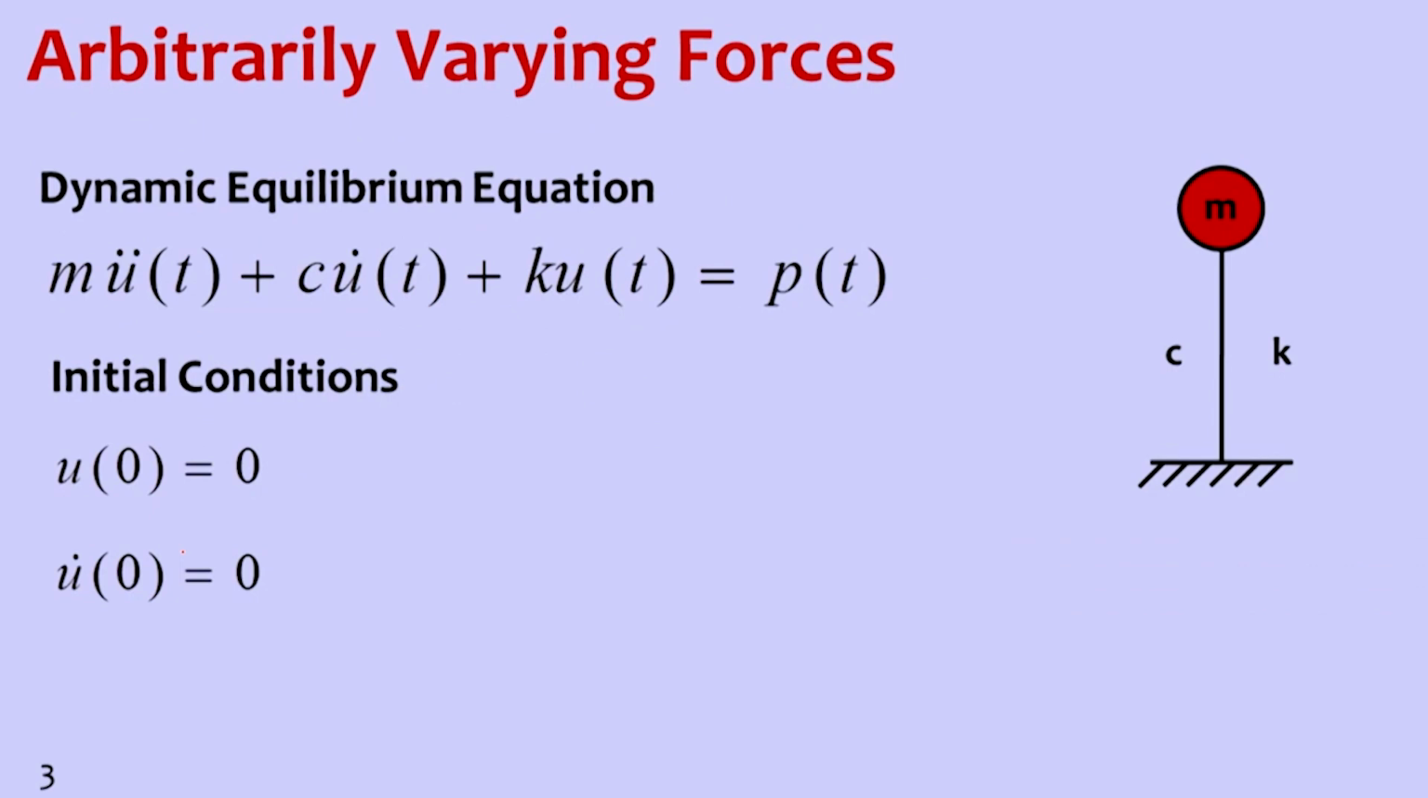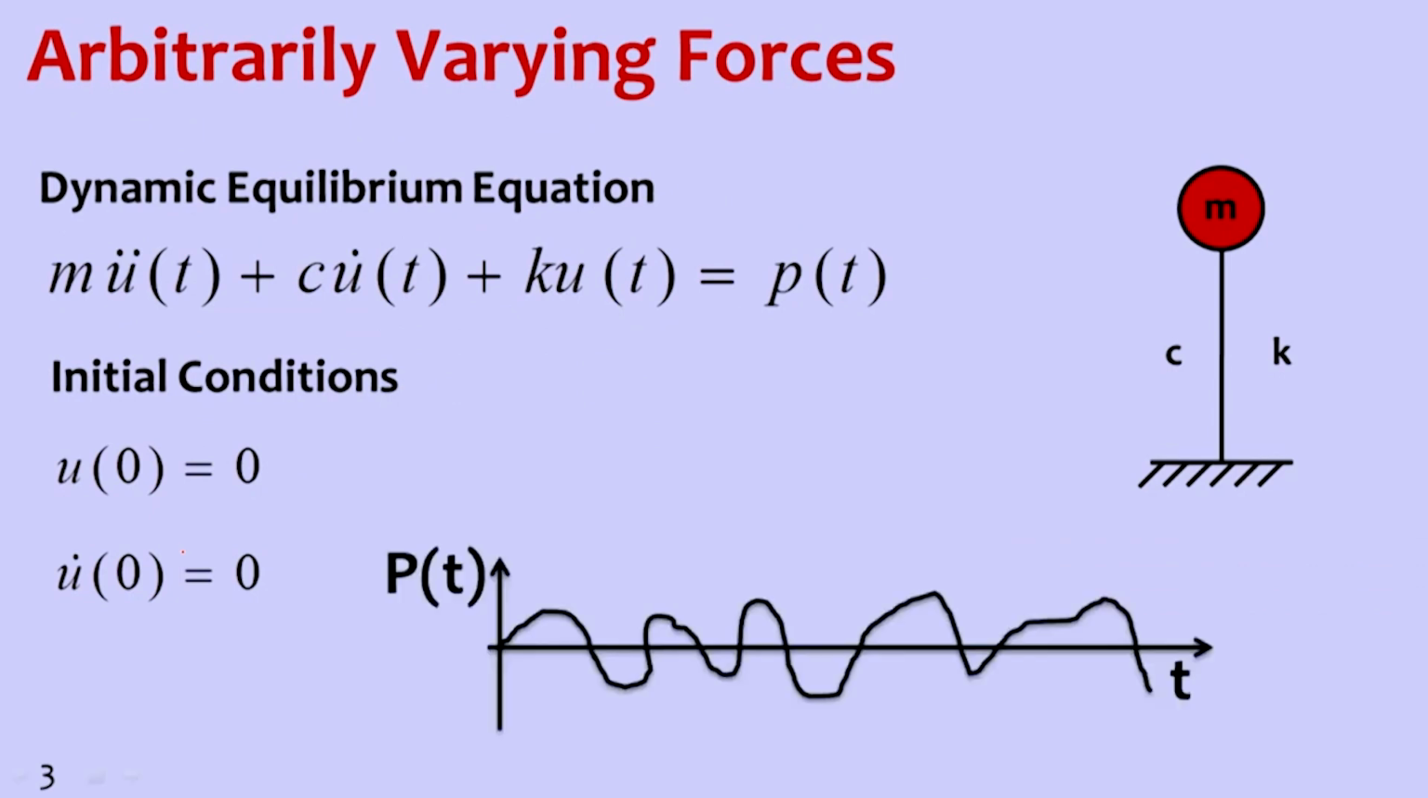First, as you know, this is the dynamic equilibrium equation: m u double dot plus c u dot plus k u is equal to P. This is the equation of motion for this single degree of freedom system. If P of t is sinusoidal, we have discussed that, and if it is arbitrary, that also we have discussed. So, how can we calculate the response due to arbitrary force?